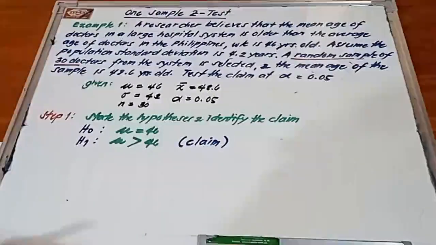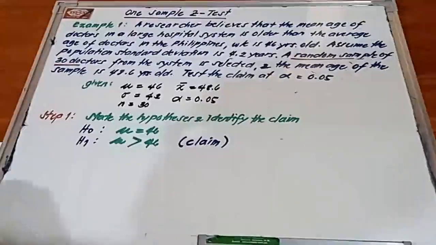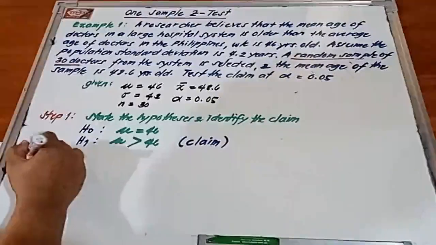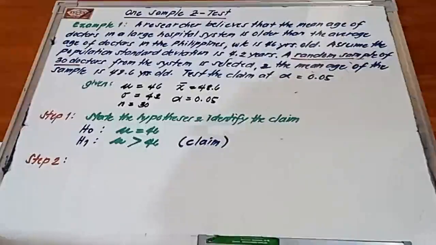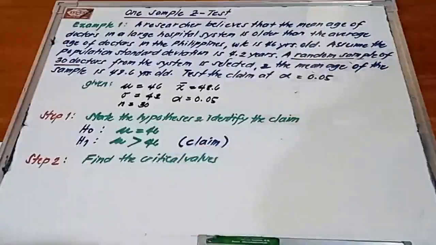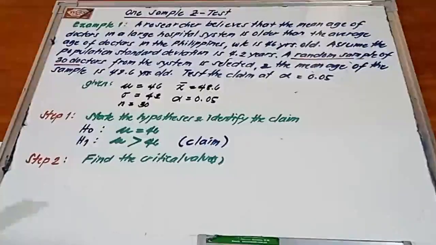The next step is we're going to determine the critical values. Step 2. Find the critical values. Para dun sa ating critical values, actually this is directional. So, ang ibig sabihin lang yan, isa lang yung ating critical value. Meron lang tayo ng dalawang critical values kapag non-directional or two-tailed test. So, we have here a one-tailed test.